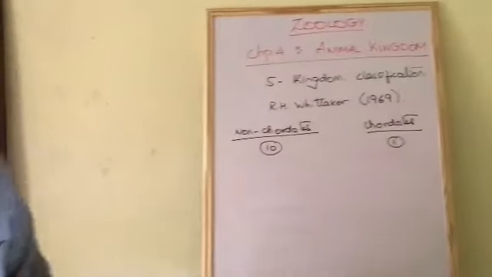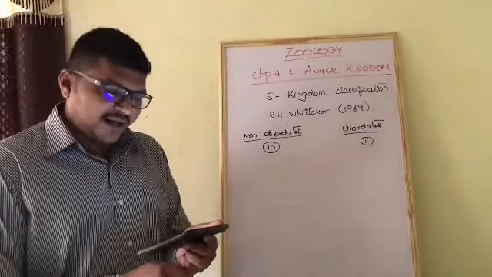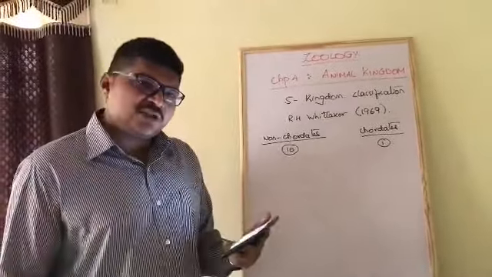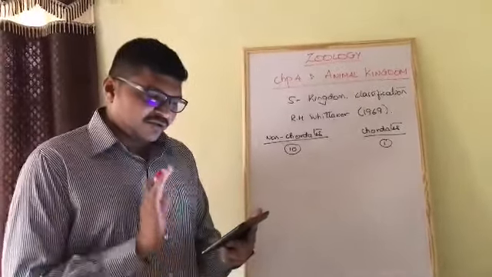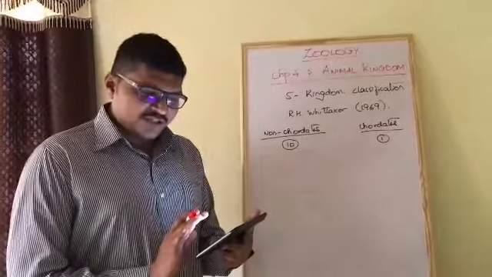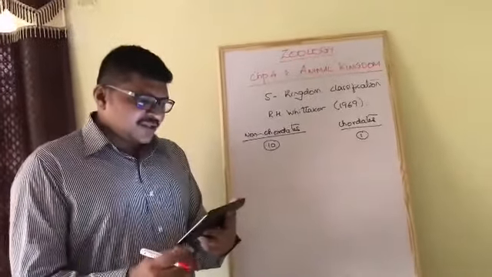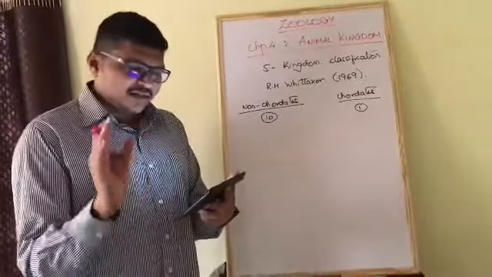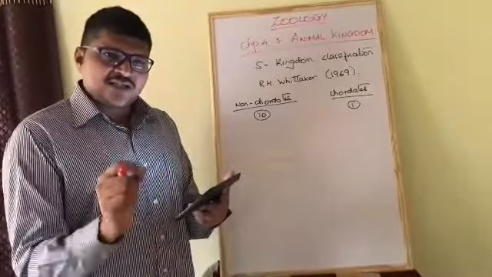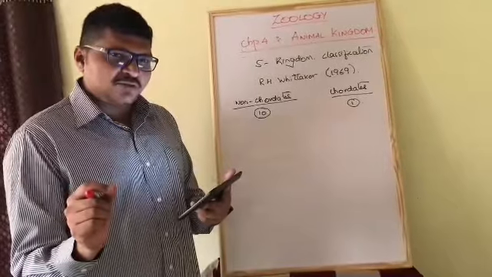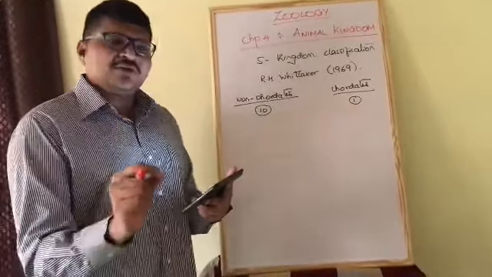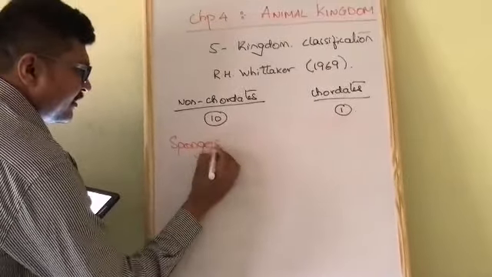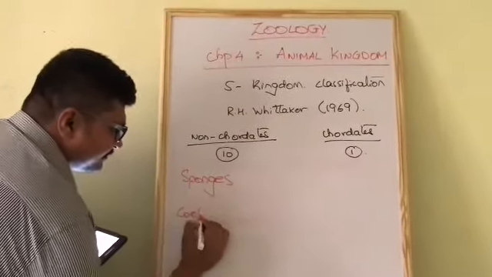Now the same questions I have with me in my tab. Let us start solving the questions. There are 30 questions given to you in the classwork. We are going to solve those 30 questions right now in this video. The first question says, sponges and coelenterates resemble each other in being. That means the question is asking the similarity to choose in the 4 options given to you between sponges and coelenterates.